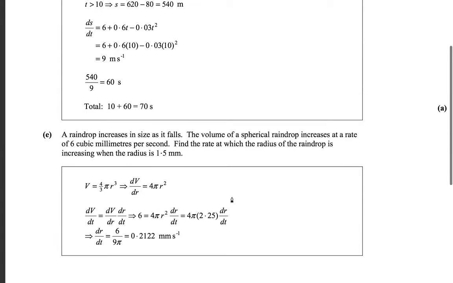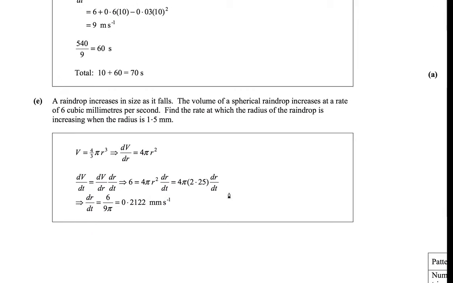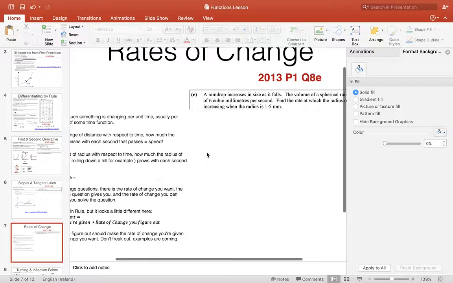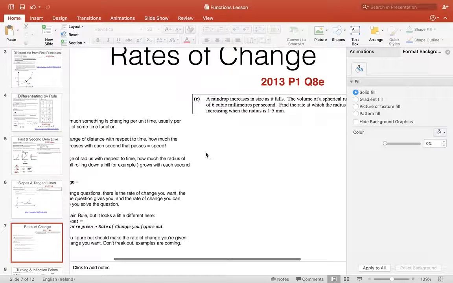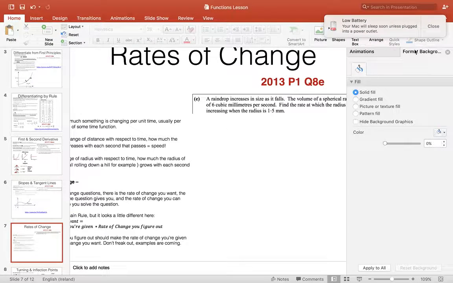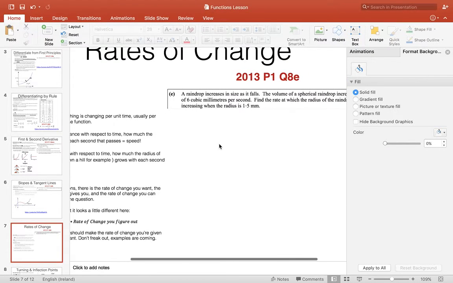Part E of this question is a rate of change question. Rate of change just means that something is changing and it's usually per unit time. For Leaving Cert purposes, it usually implies per unit time. So let's look at the question.